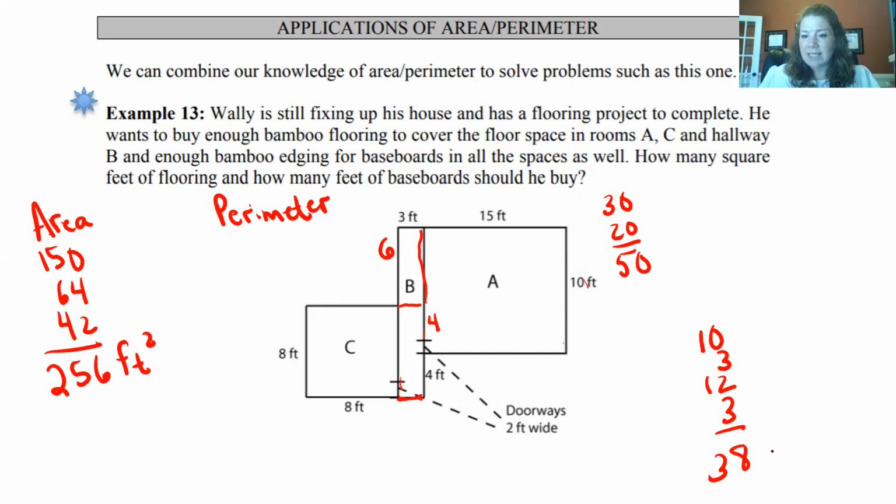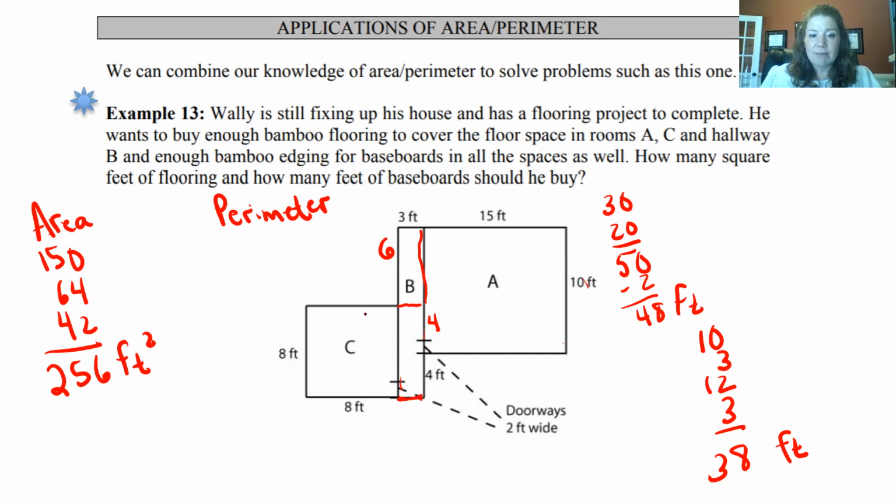So 38 feet. I'm going to go back up to this room and subtract from the perimeter we added for the whole room. We have to take away the 2-foot door. So that's 48 feet for our big room. So the perimeter of this room minus the door is 48. The perimeter of the hallway minus the doorway is 38 feet.